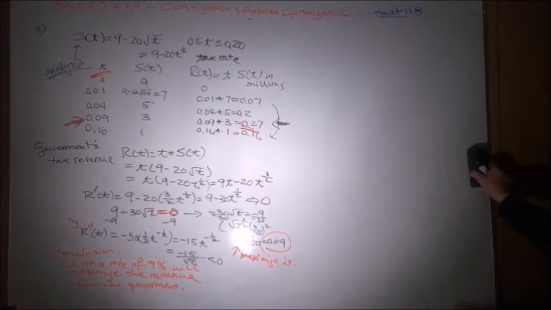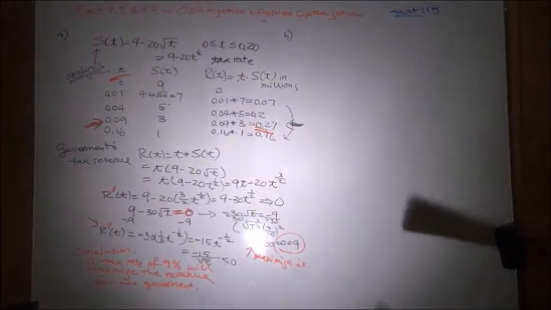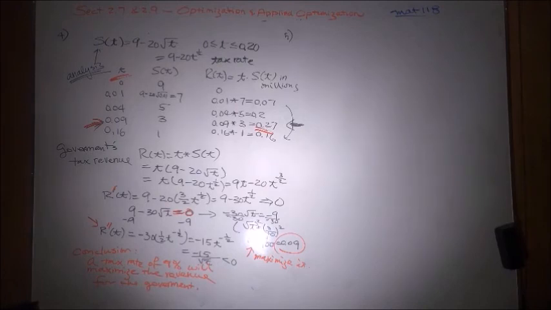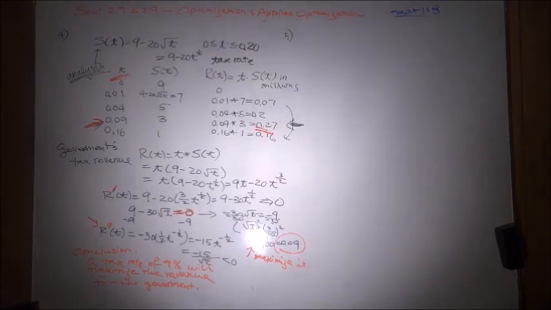Okay, look at the next one. It says, maximizing packaging materials. A moving company wishes to design an open-top box with a square base, whose volume is exactly 32 cubic feet. Find the dimensions of the box requiring the least amount of materials.